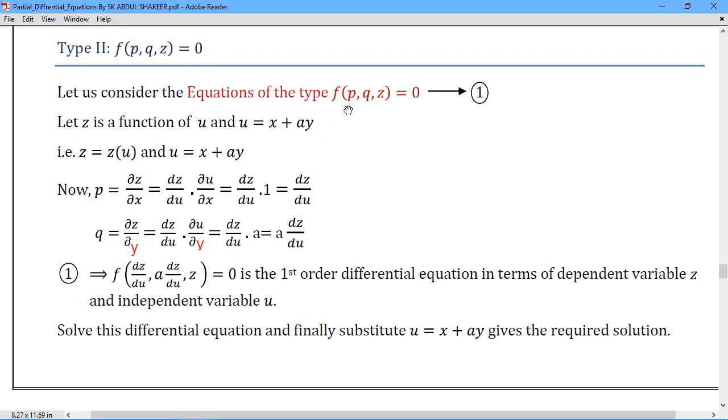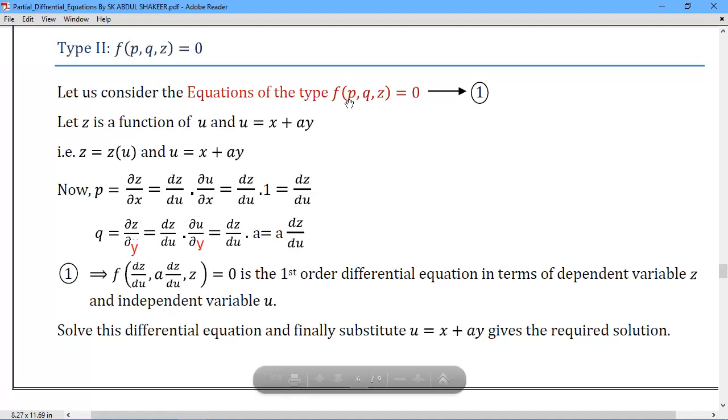Substituting these values in the given non-linear partial differential equation, we will get the new equation in the form f of dz by du, a into dz by du, z equal to 0. That is, the equation contains only z as a dependent variable, u as independent variable. Now we can solve this equation using separation of variables, and then we have to replace u as x plus ay. So don't forget to replace. Finally, we have to substitute u as x plus ay, which gives the required complete solution.